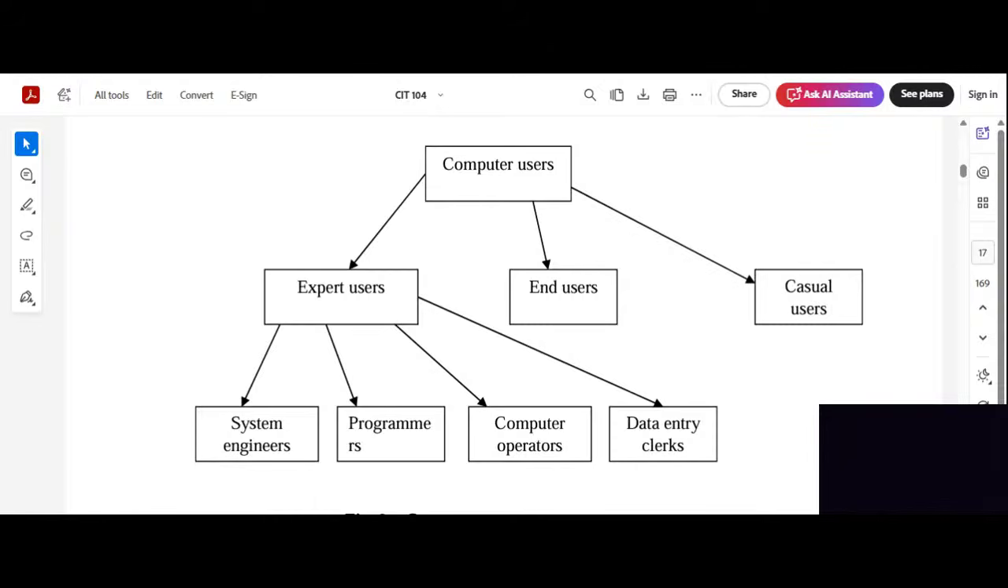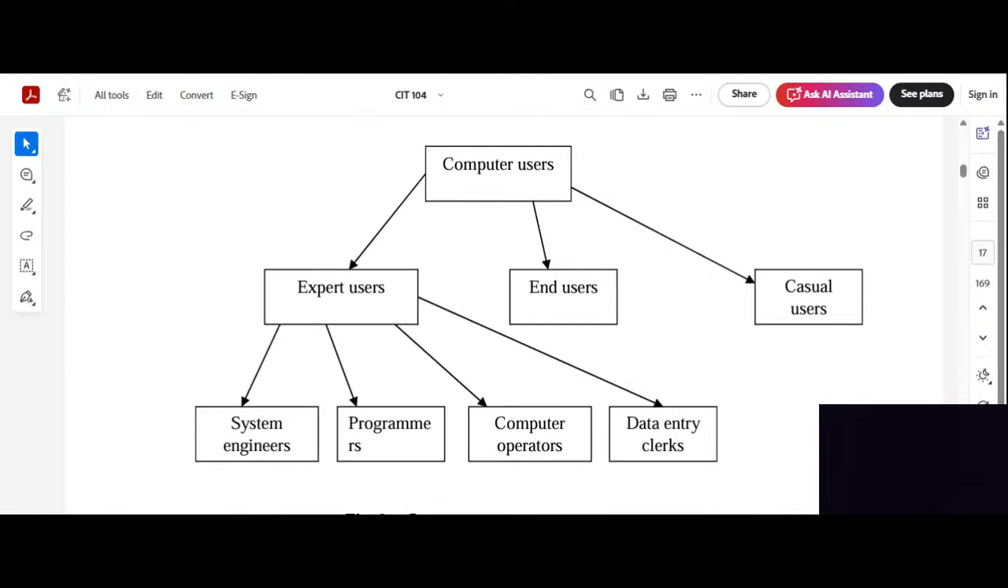End users are people who, if you have a business center now, you can print, you can type, you can edit, you can use Photoshop. Those are all end users. Then we have casual users, gamers. I just bought it to type my final year project. I just want to be watching film with it. I just want to be listening to music with it. Those are casual users.